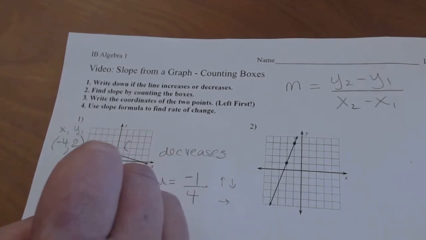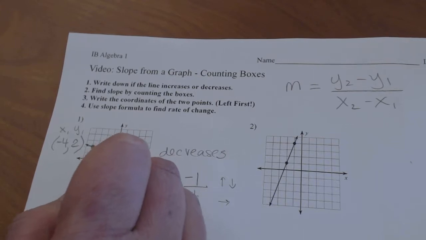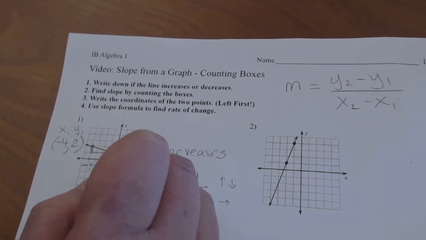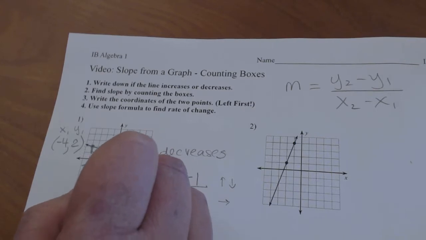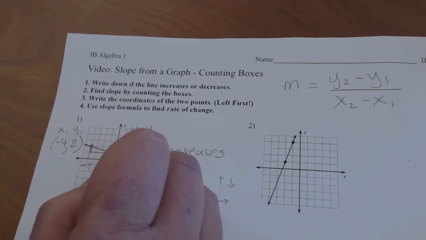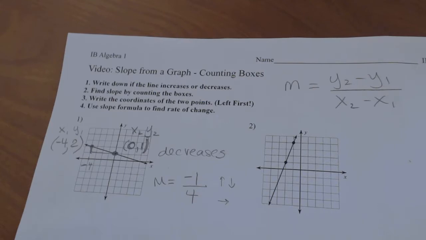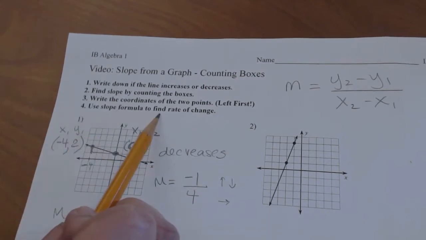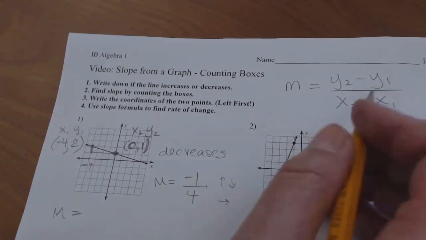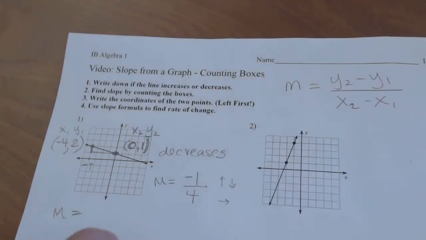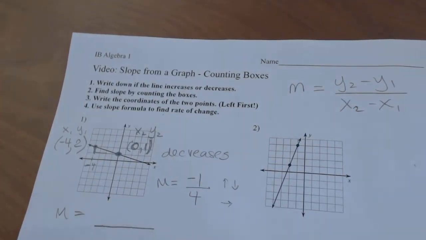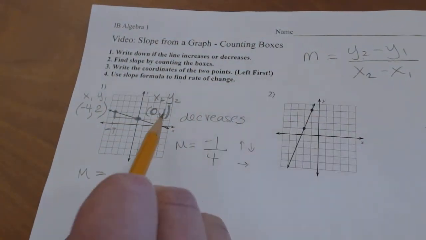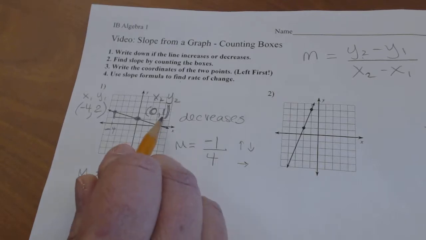So let's see, I don't go any boxes right or left, so that's 0, comma, I do go 1 box up. So this point is 0, 1, and since this is my second point, I'm going to label it x2, y2. Now I'm ready because number 4 says use my slope formula. Here's my slope formula over here. It's y2 minus y1 over x2 minus x1. So y2 right here. So let's go. y2 is 1. I already labeled it.